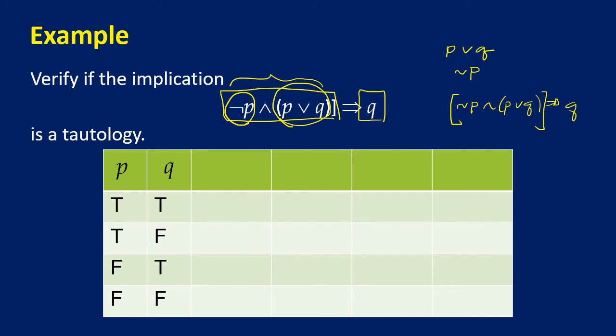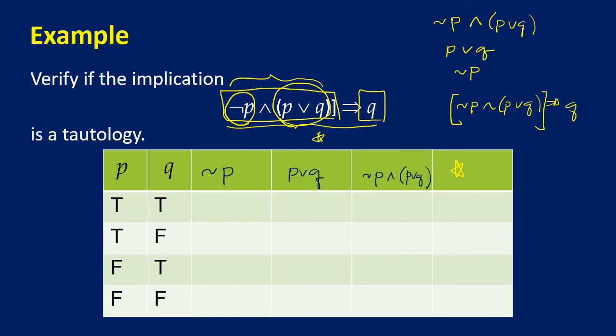We also need, of course, the not P. I forgot. So first we have not P, then P or Q, then not P and P or Q. And let's just call this whole thing star, the last one. Anyway, let's proceed.